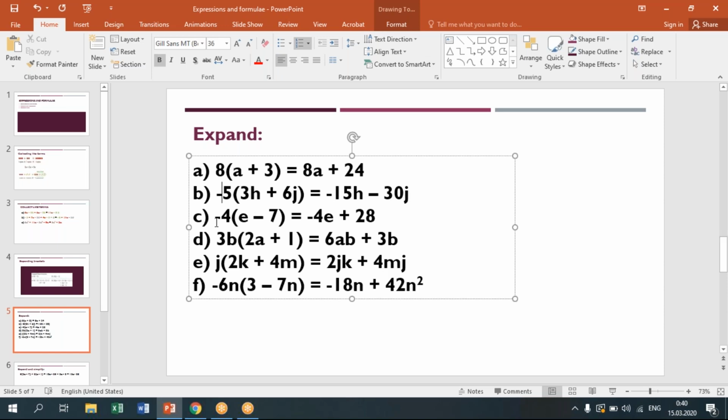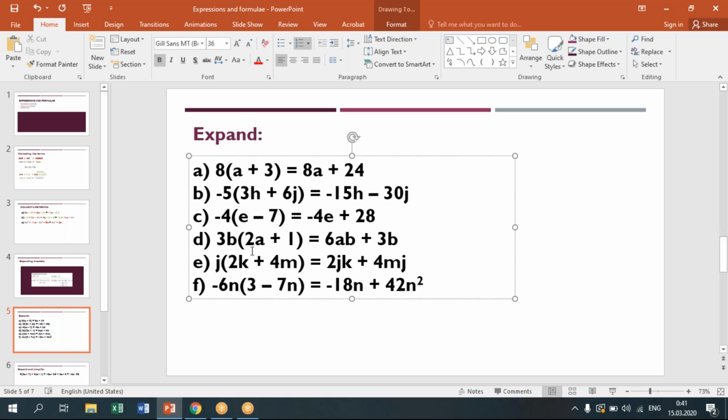Third one, negative 4 multiplied by positive e, it will be negative 4e. Negative 4 multiplied by negative 7, positive 28. We know that if we have to multiply two negative integers, the answer will be positive. D, 3b multiplied by 2a. In this case, we can write 6ab because it's multiplication, not addition and subtraction. So 3b times 2a will be 6ab.